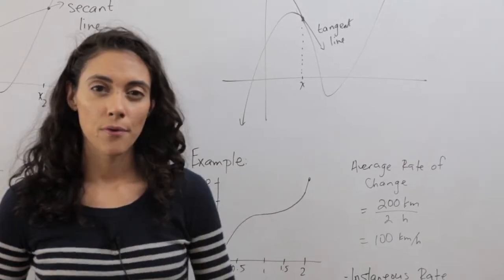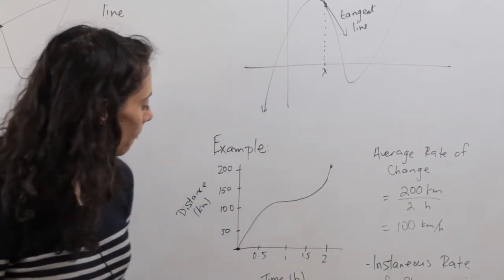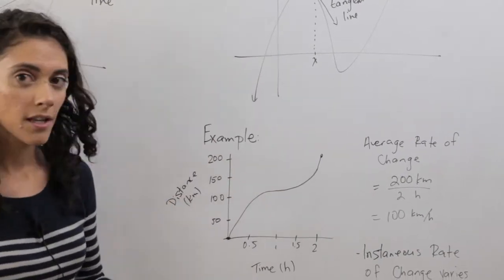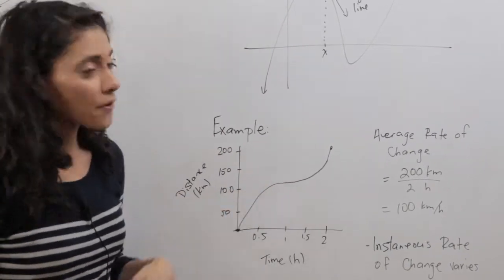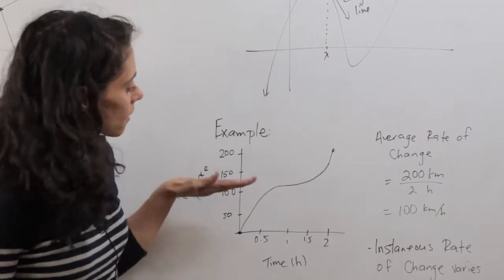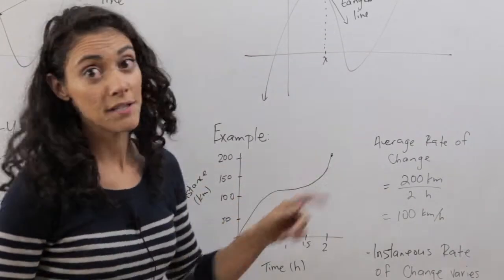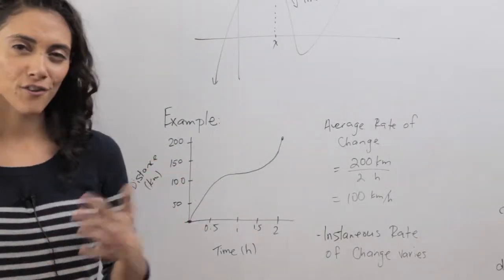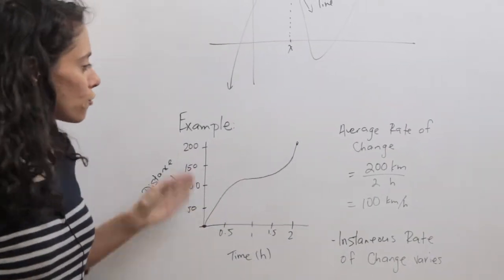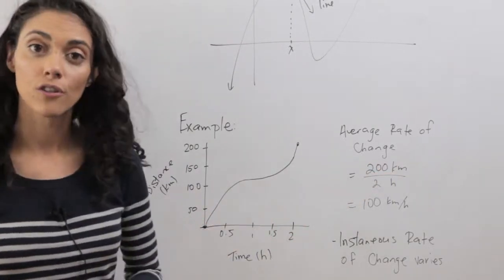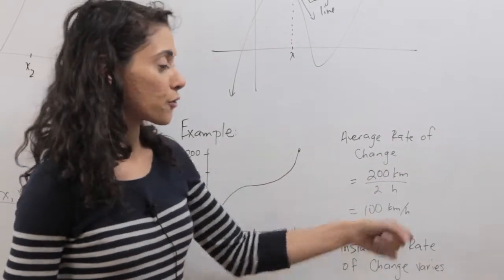So let's think of an example that is pretty intuitive. You're going on a road trip. Let's say you're going to drive 200 kilometers. Things are going smoothly, but somewhere in the middle you hit traffic. You're pretty much stopped for a while. And then over here, you speed to make up for time. Your average rate of change is given by the total distance you traveled, 200 kilometers, divided by the total time it took, 2 hours, so 100 kilometers per hour.